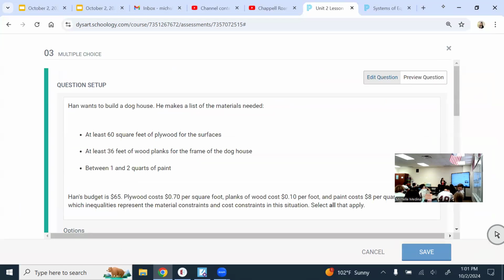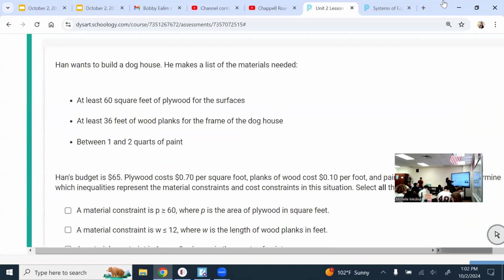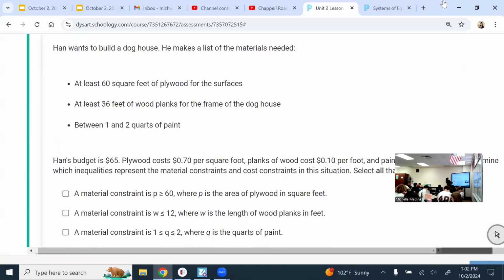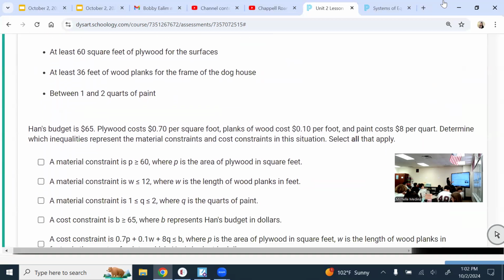So Han wants to build a doghouse. He makes a list of the materials needed: at least 60 square feet of plywood for the surfaces, at least 30 feet of planks for the frame, between 1 and 2 quarts of paint. Lots of information. We'll probably have to go back and do that. His budget is $65. Some more information that we'll probably have to reread.